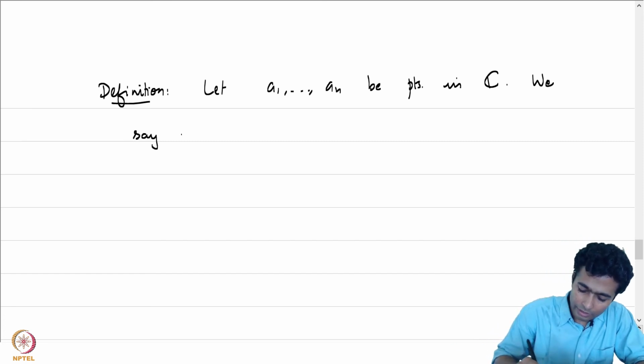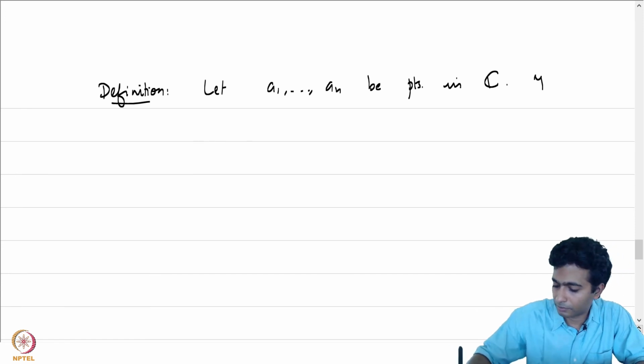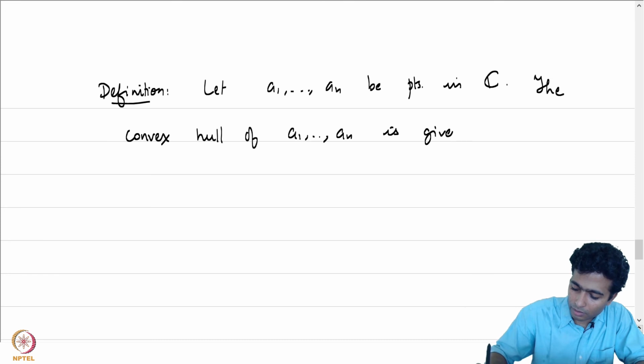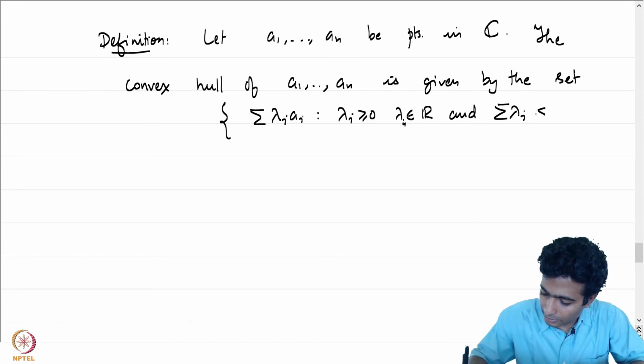We say that the convex hull of A1 to AN is given by the set of all Σ λi ai, where the λi's are positive real numbers, and Σ λi is less than or equal to 1.